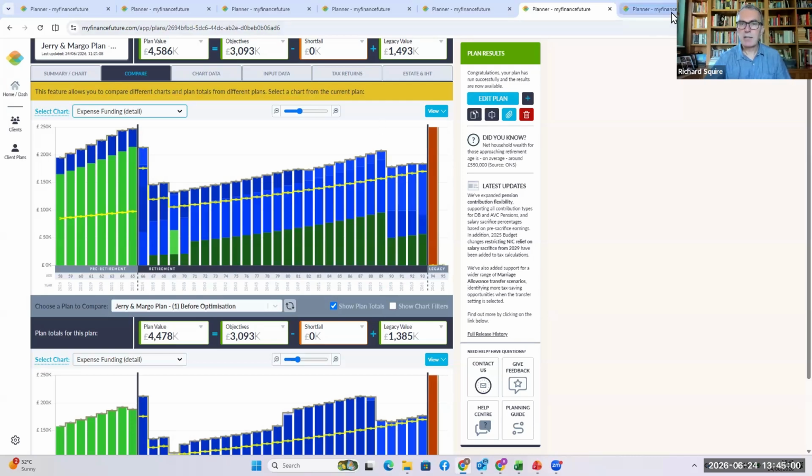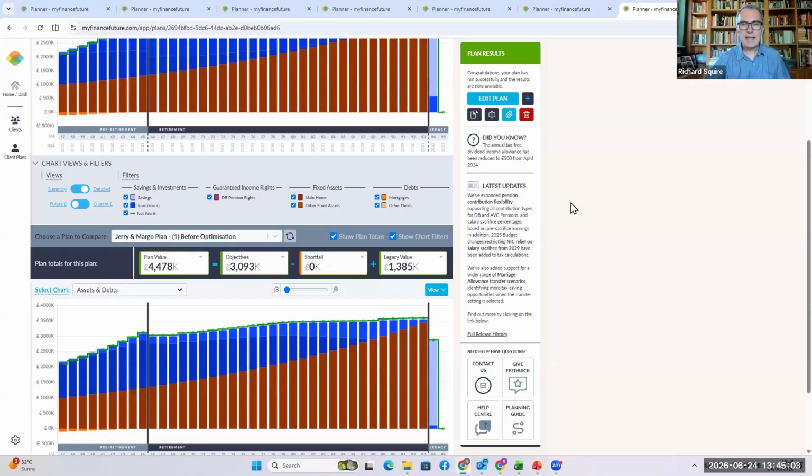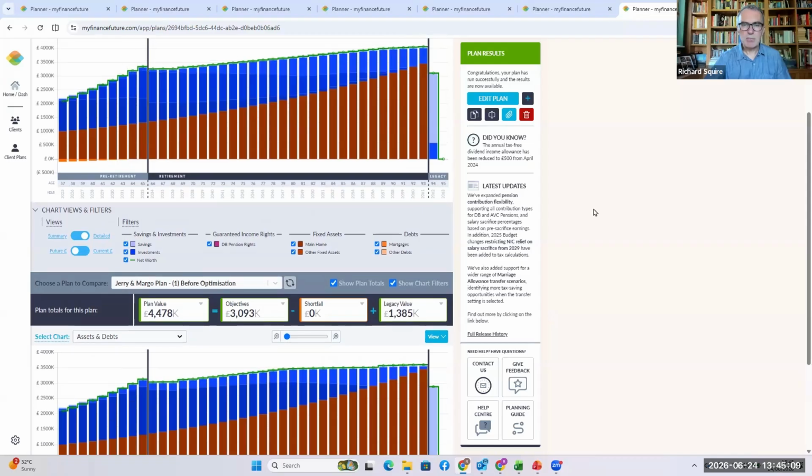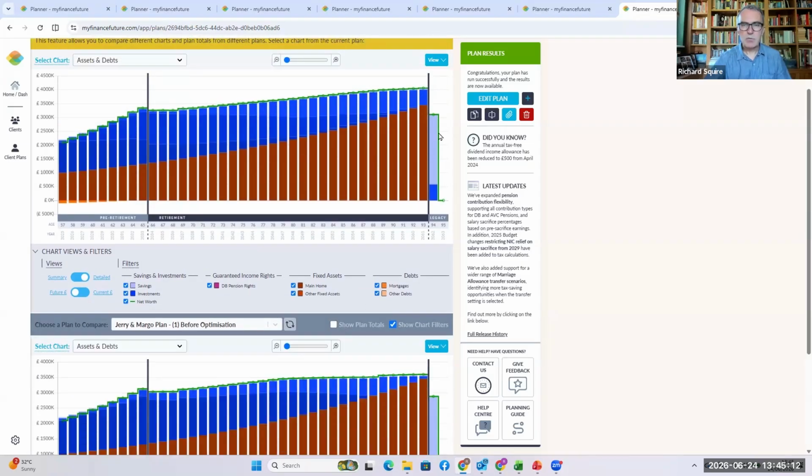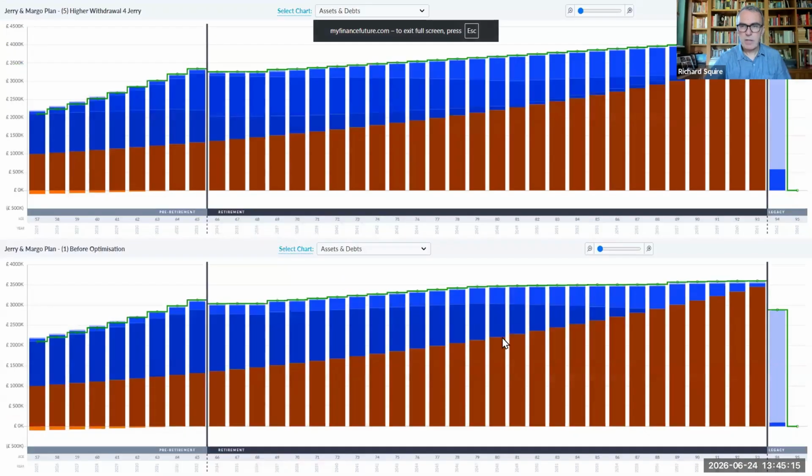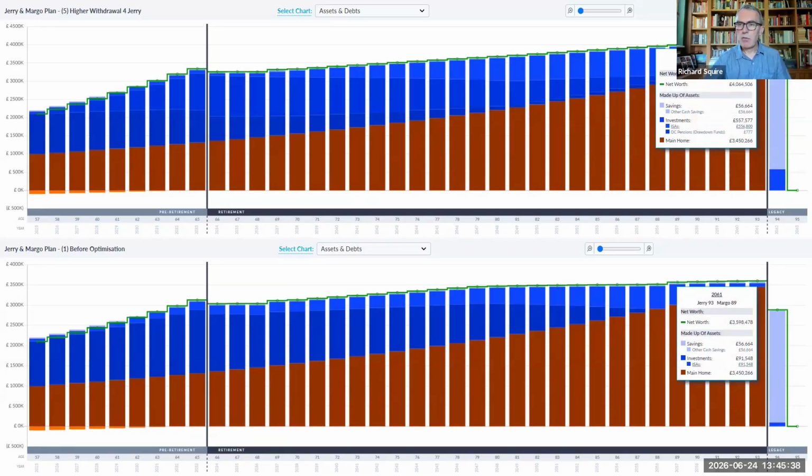But before we do that, let's take a look at another useful comparison, the assets and debts chart, the net worth chart effectively, to see what difference we managed to make. I'm just going to close down those plan totals and view this in full screen. So you can see in the top plan, which is the final plan, we've got more liquid assets at the end of the plan. The chart's dominated by the value of the house, and obviously at some point Jerry and Margot might decide there's a downsizing strategy or something like that to release some of the capital, which would be another discussion. But for now, the benefit they've gained is before actually.